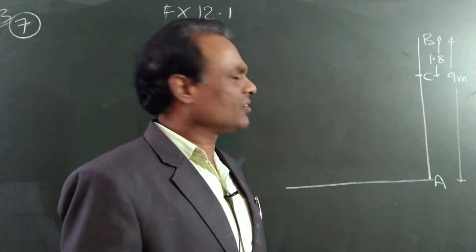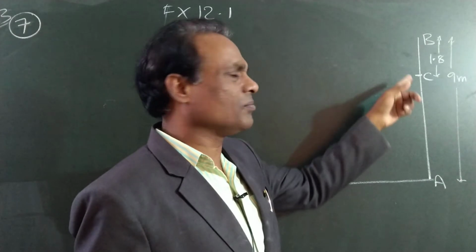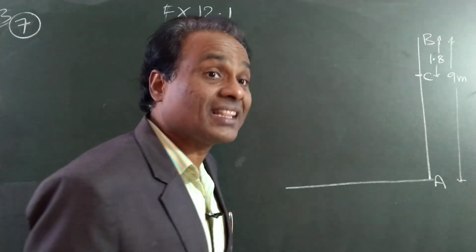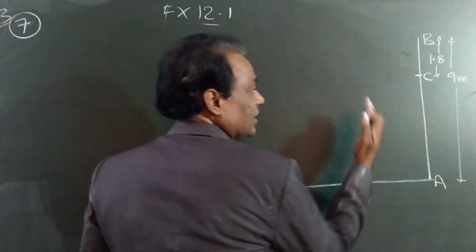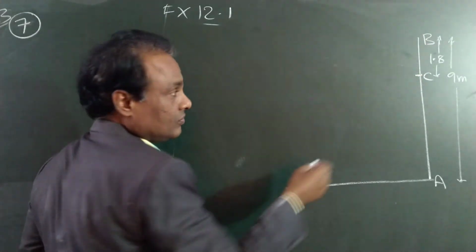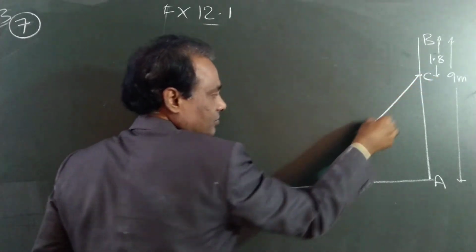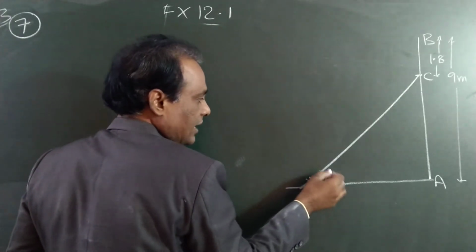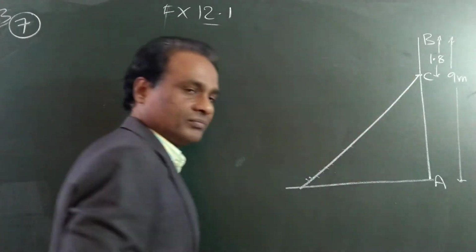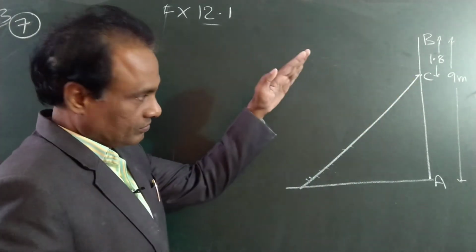There are various methods. He can climb or he can use a ladder. But this electrician is using the ladder. Ladder means it will not be straight. The ladder will always be like this. He is climbing the ladder and reaching here.